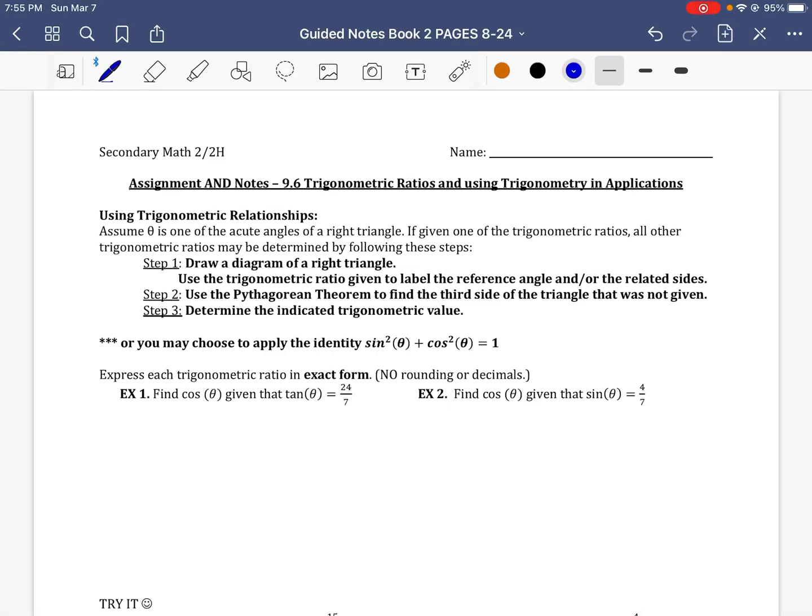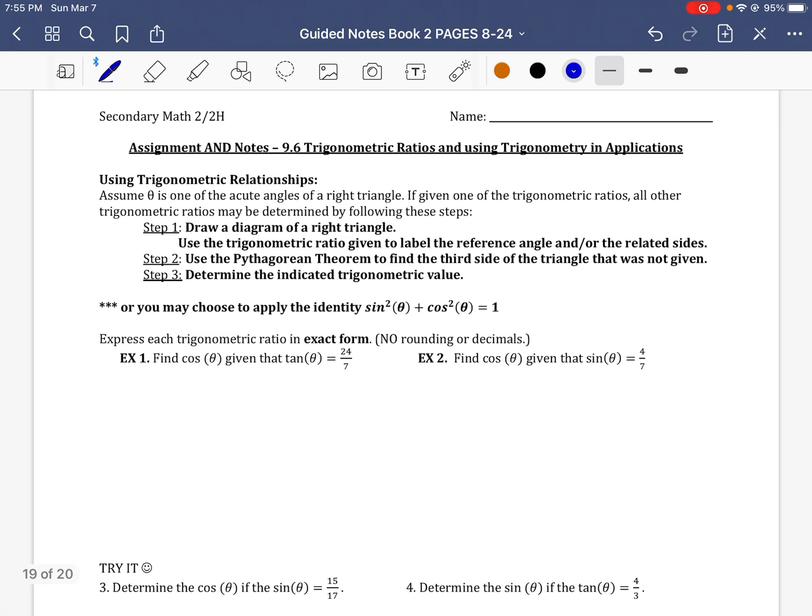Okay, in this video, I'm going to cover part of section 9.6. At the top of 9.6, on page 23 of your guided notes book, it says trigonometric ratios and using trig in applications. I'm going to hold off on the applications part. This video will just cover the trigonometric ratios here on the front of this note page.